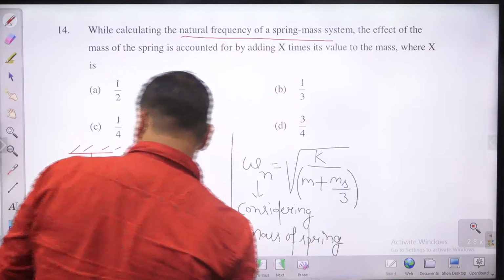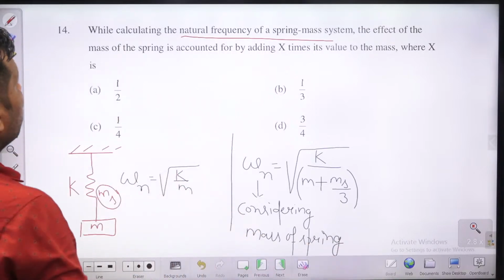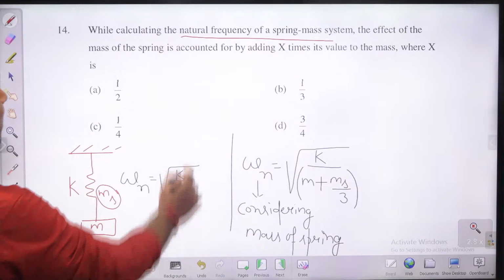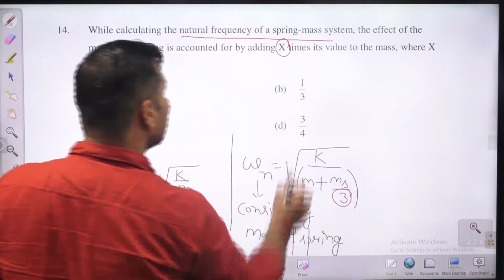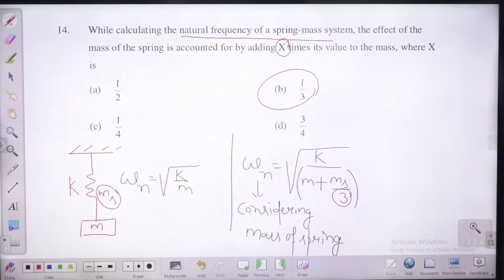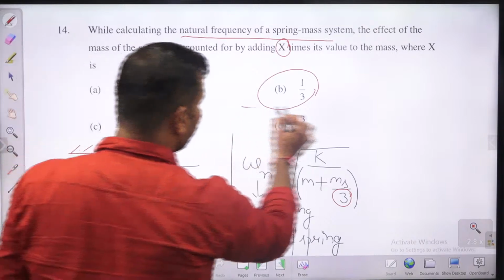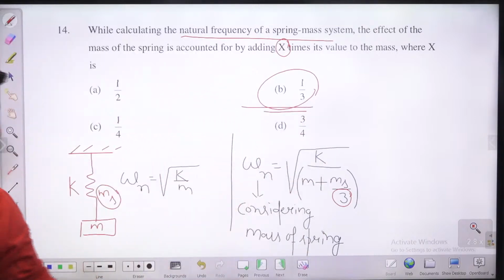Okay, so now what is he asking you? He is asking that the mass of the spring is accounted by a factor x. What is that x, guys? That x is nothing but 1 by 3. The mass of the spring is accounted by adding some factor x, and that x is nothing but 1 by 3. So B will be the answer for this question. Let us move to the next question, guys.